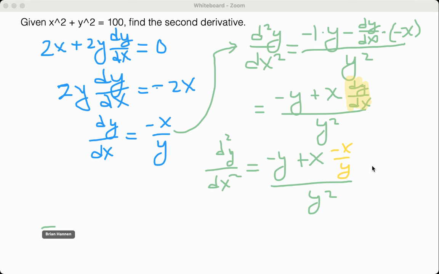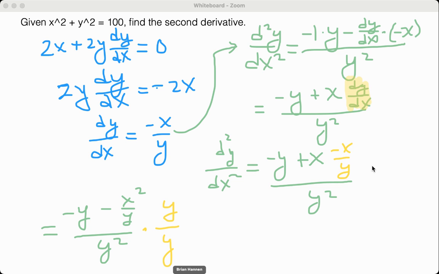It makes for a perfectly ugly sort of situation here because now I have negative y minus x squared over y, all over y squared. That's a complex fraction. I think it's safe to say that those are not my friend. I don't want to write my final answer as a complex fraction, but I can get rid of that by handling my business algebraically.